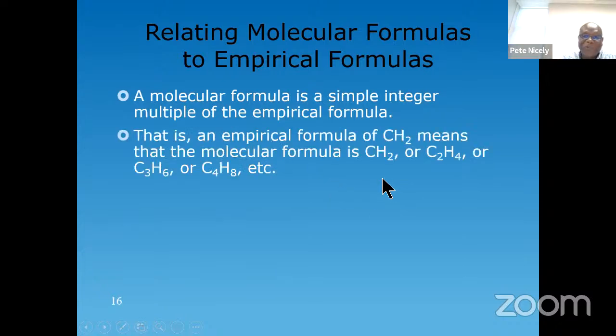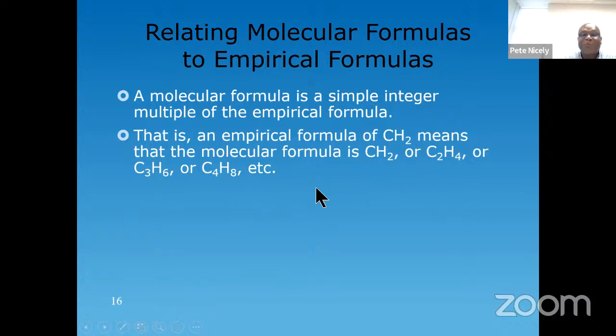Now, of course, we know what the empirical formula is. It gives you the simplest ratio of the atoms of the elements present in a compound. To get from the empirical formula to the molecular formula, you have to multiply by the integral factor. So for example, if you have a compound that has the empirical formula CH2, then the molecular formula could be CH2, in which case you multiply CH2 by 1, or it could be C2H4, in which case you multiply CH2 by 2, or it could be C3H6 or C4H8 or C5H10 and so on and so forth.